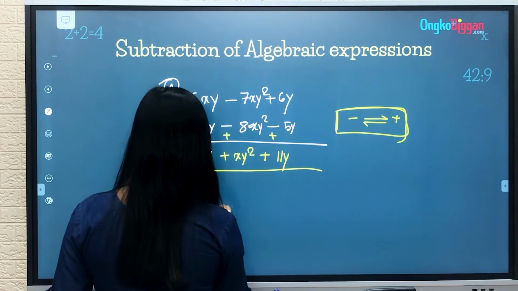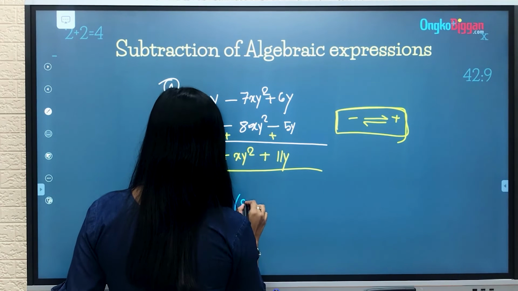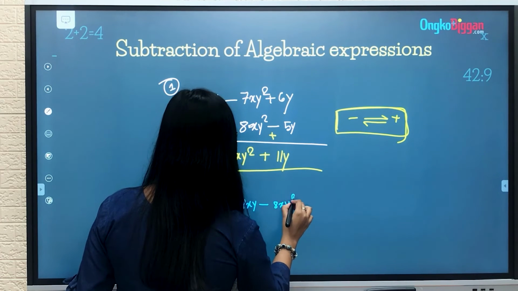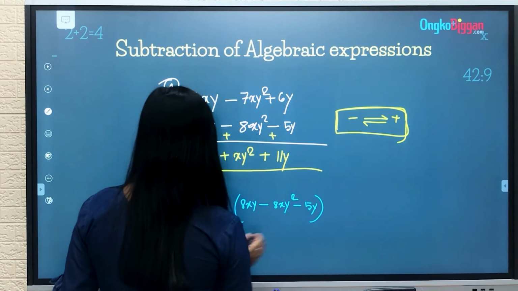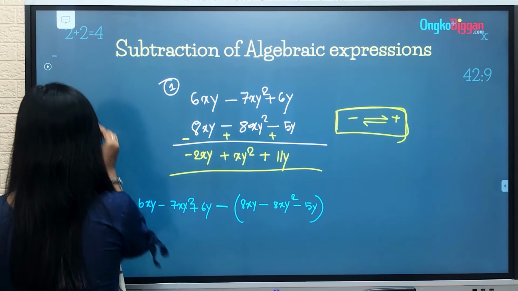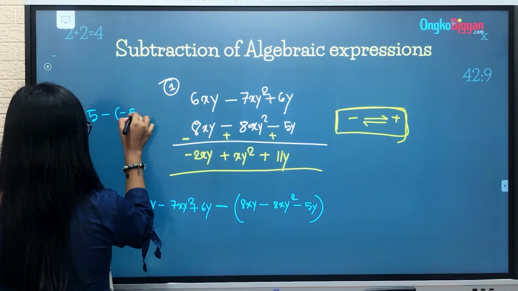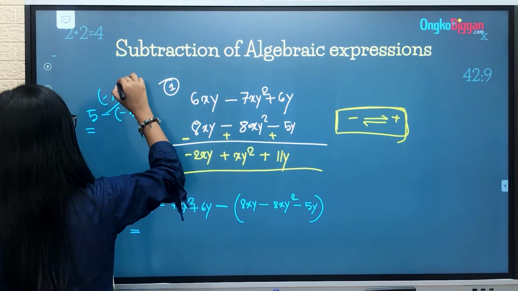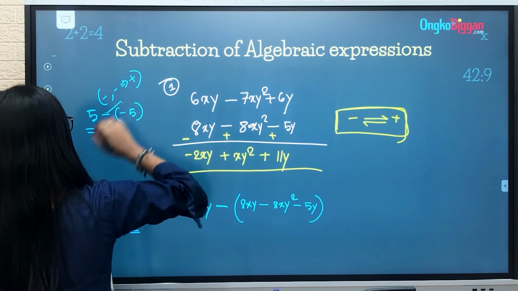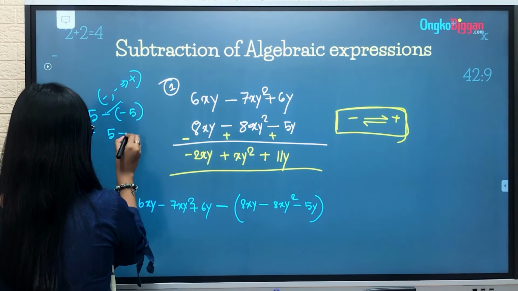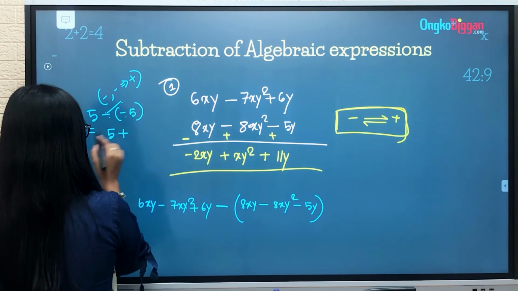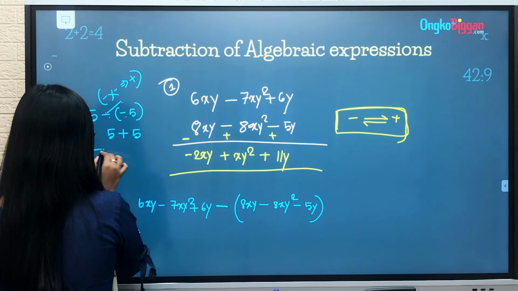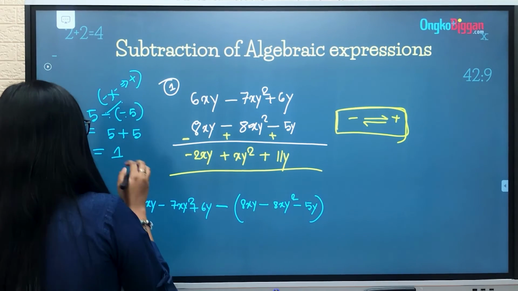So I am writing in a single line that we have a minus, we have to subtract, then 8xy minus 8xy squared minus 5y. So when we are writing in this way, if I write 5 minus minus 5, I have already said minus and minus will give us plus. That means minus into minus will give us plus. So we will write 5 plus 5, it will be 10.